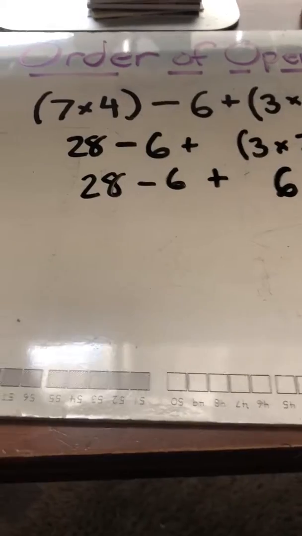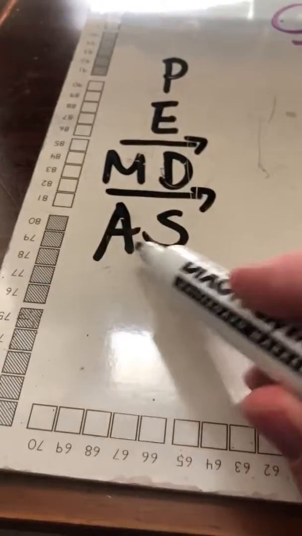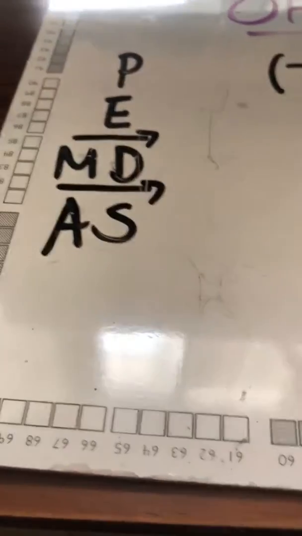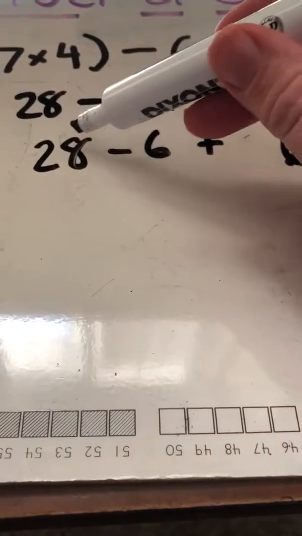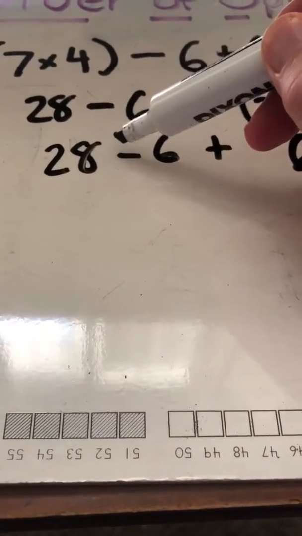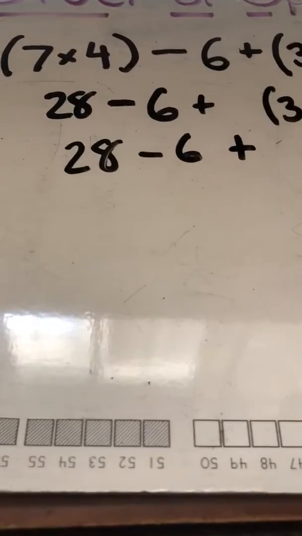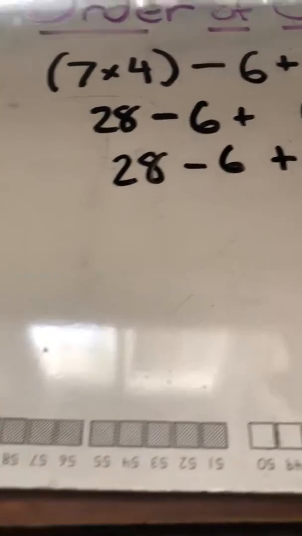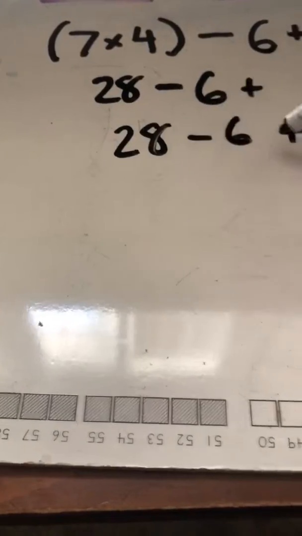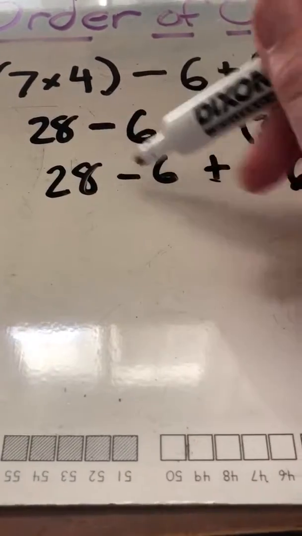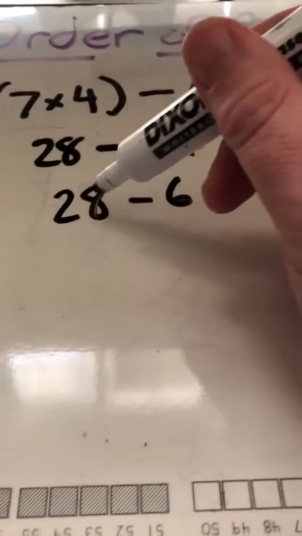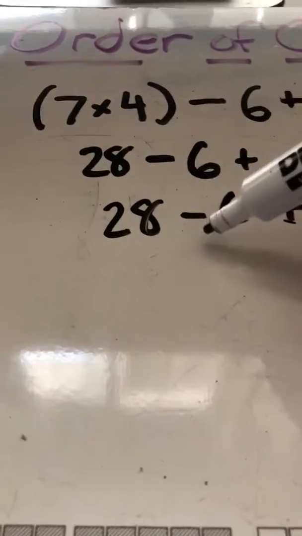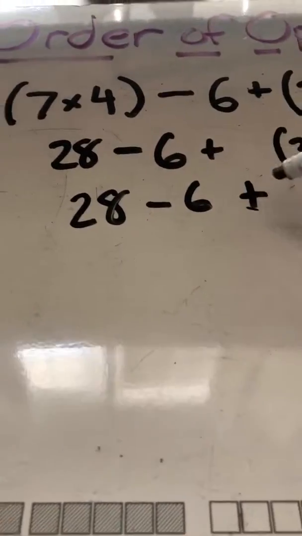So then, again, I'm going to bring down the rest of my problem. So now here's where this whole left to right thing comes into play. So if you look at this, what I'm left with now is I have 28 minus 6 plus 6. So what I'm looking at is, because the subtraction and the addition are on the same line over here, I'm going to go left to right to work them out.